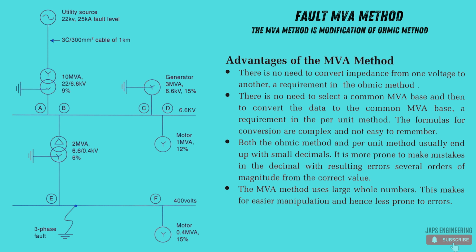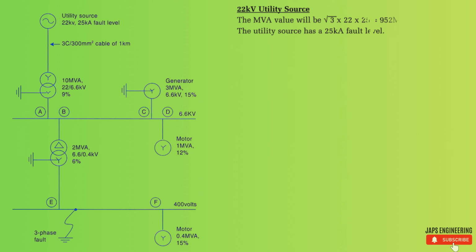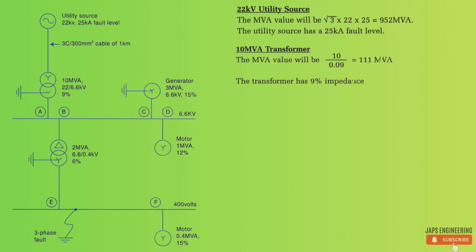The components of a typical single line diagram are the utility source, transformers, motors, cables, and internal generators. According to the single line diagram, the utility fault MVA is 952 MVA, obtained by multiplying root 3, the three phase utility line to line voltage, and the short circuit current, which is root 3 V line to line I short circuit. The fault MVA of the 10 MVA transformer is 111 MVA, because the fault MVA is calculated by dividing the transformer rating by its internal impedance.